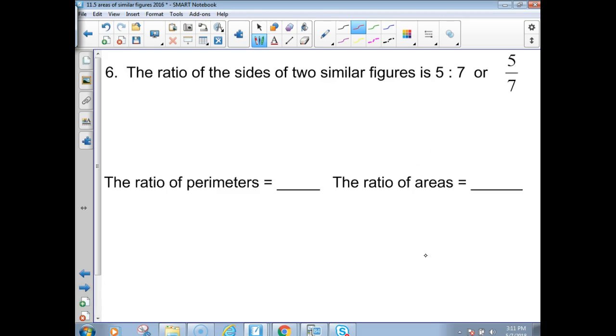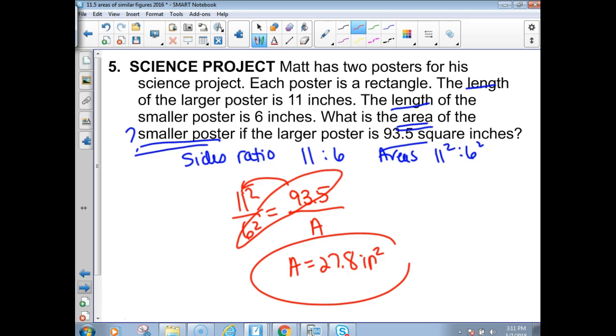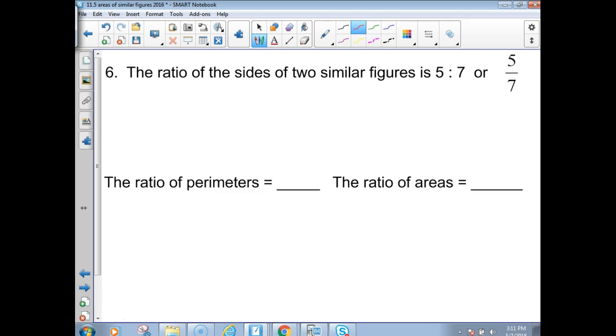Now, basically this last part, did I go too fast? The ratio of two sides, the sides of two similar figures is 5 to 7, or 5 over 7 as a fraction or as a colon. The perimeters then would also be 5 to 7, and the areas would be 5 squared to 7 squared, but that we could say is 25 to 49.